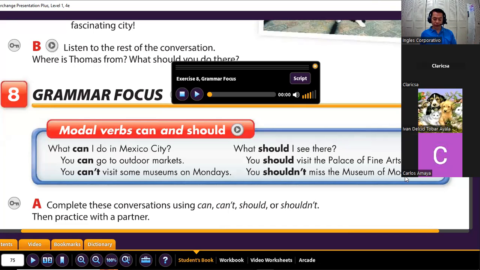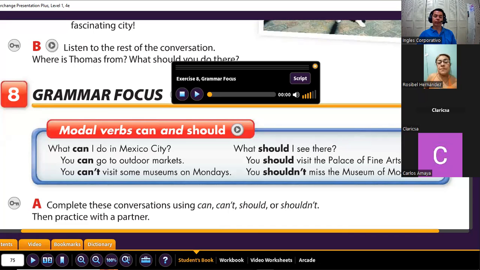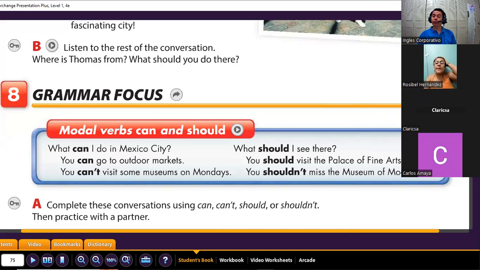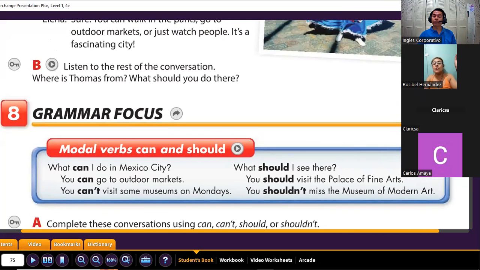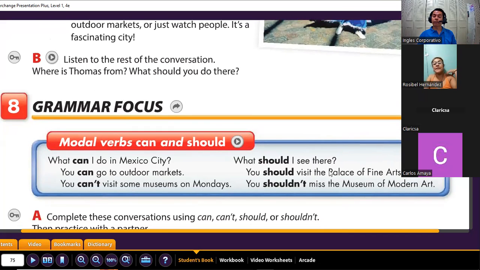Do you have questions, class? Teacher? Yes, Rosie? Estas que nos está compartiendo, que dice, what should I see there? Se puede formular de esa manera también la pregunta. Yes, of course. Sí, claro. Podemos hacer preguntas de información, preguntas de sí y no, oraciones afirmativas y oraciones negativas. En toda forma se pueden usar.